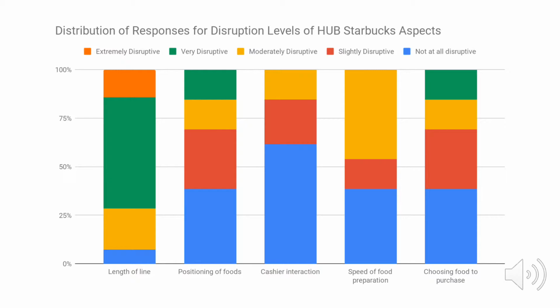As shown in the previous graph, length of the line was determined to be the most disruptive aspect, and we can see in the distribution that many people thought that it was either very or extremely disruptive. This graph can also help me rank which other aspects are disruptive by looking at the previous graph for the overall ranking and this graph for option distribution. For example, the previous slide showed both positioning of foods and speed of food preparation have the same score. But looking at this graph, we can see that the positioning of foods has a greater number of higher disruption responses than the speed of the food preparation.